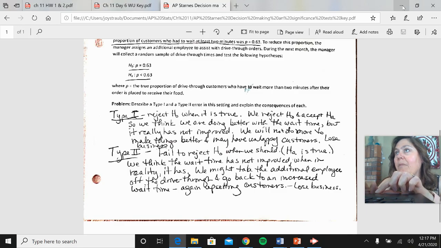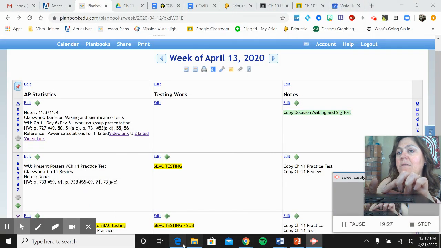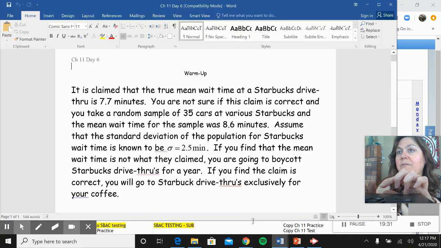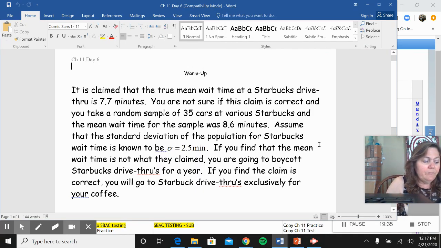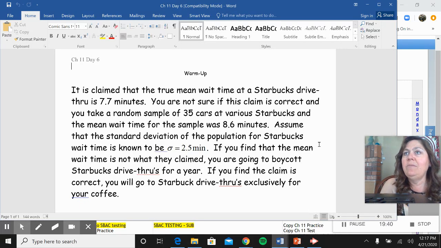All right. Okay. What we're going to do now is the warm-up, which I saved for after notes. And so I'm going to have you run through another scenario. Okay. It is claimed that the true mean wait time at a Starbucks drive-thru is 7.7 minutes. You're not sure if this claim is correct, and you take a random sample of 35 cars at various Starbucks, and you get a mean wait time of 8.6 minutes.